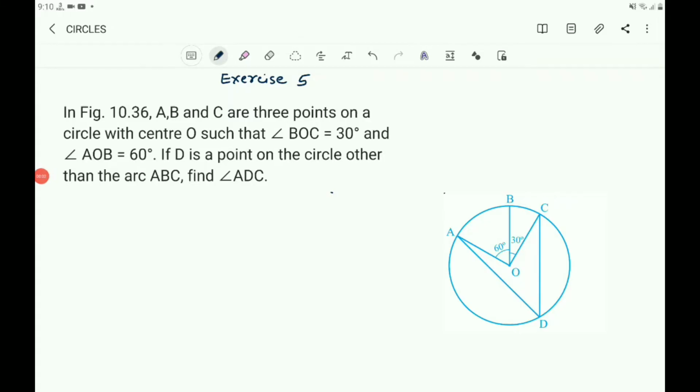Children, it is a continuation of the chapter Circles. Now let us solve Exercise 5. The first question.